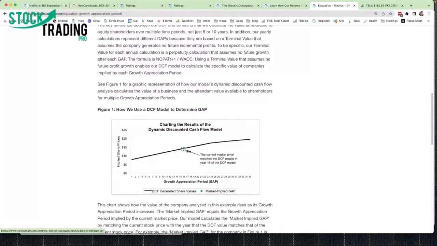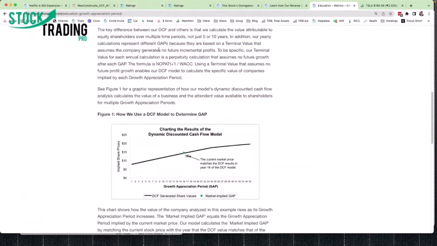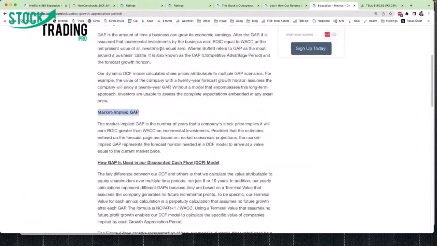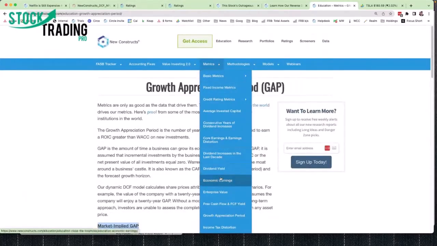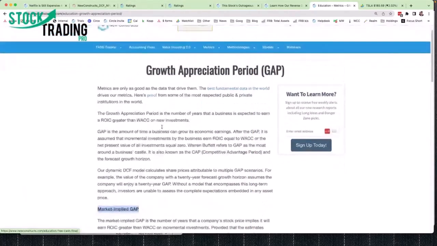That's that cross reference I was mentioning before. And that's in the education tab or education section of our site. Just go to metrics and growth appreciation period. You can check that out.